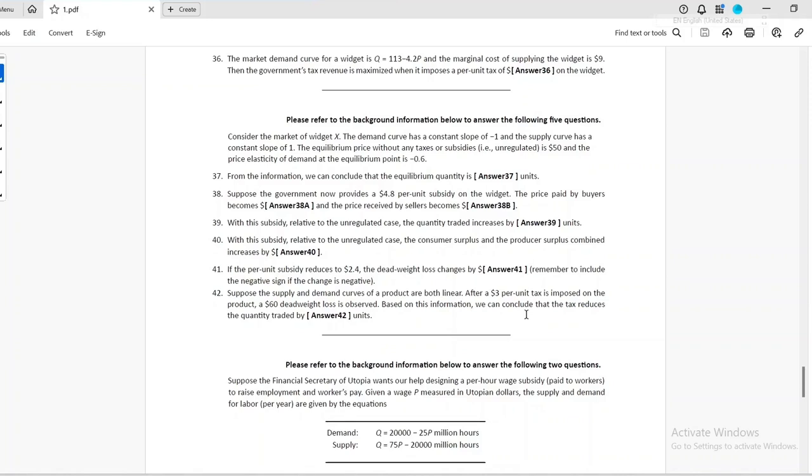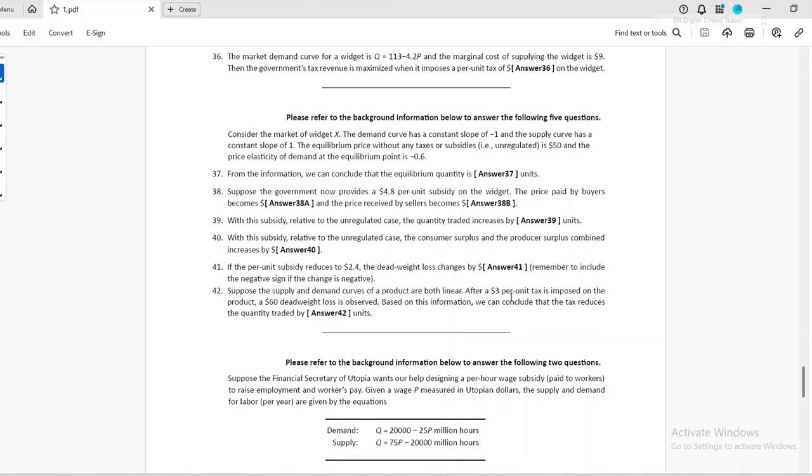All right. And the last question: suppose the supply and demand curve of a product are both linear. After a $3 per unit tax is imposed on the product, $60 deadweight loss is observed. Based on this information, we can conclude the tax reduces the quantity traded by. Now, we need to make the tax $3.